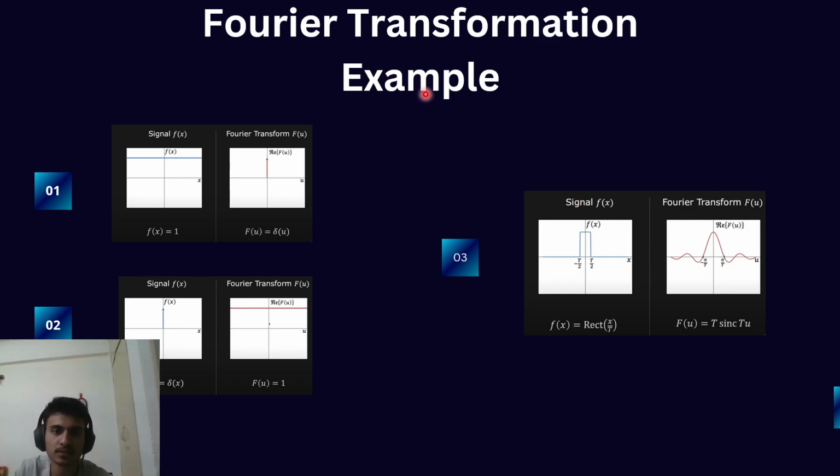Here are some examples of Fourier transform. Here we have a DC signal, which is constant from minus infinity to infinity. After taking the Fourier transform, we get a delta function at mu equal to 0 with a particular magnitude, not defined here. In the second example, we have a delta function with an undefined magnitude. If we take its Fourier transform, it shows a constant wave across minus infinity to infinity frequency. In the third example, if we take a square wave, this is the result after taking the Fourier transform. This is a sinc wave.